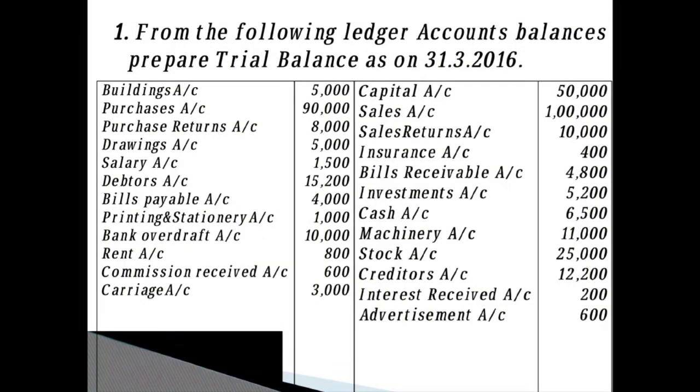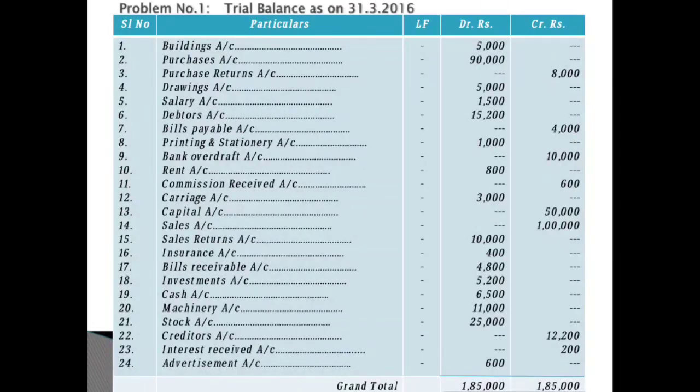Then thirdly you have the purchase returns account, 8,000. Purchase returns means again it is an income for us, which shows a credit balance. See, the third one, purchase returns account, you should write in the credit column, rupees 8,000.